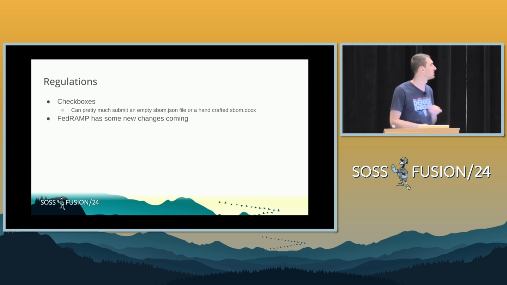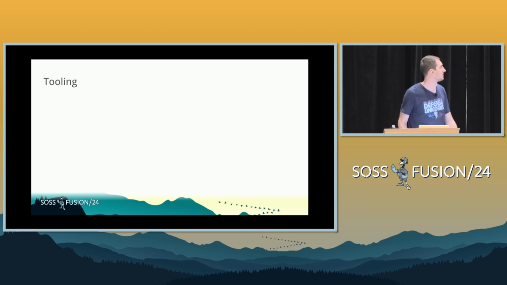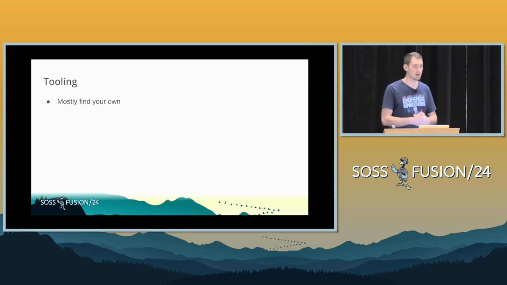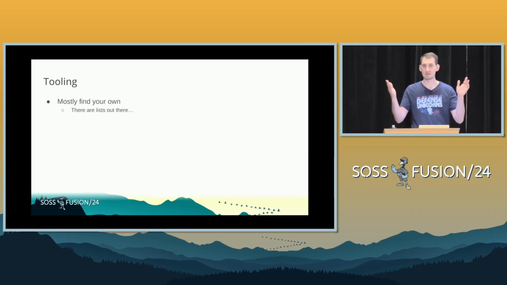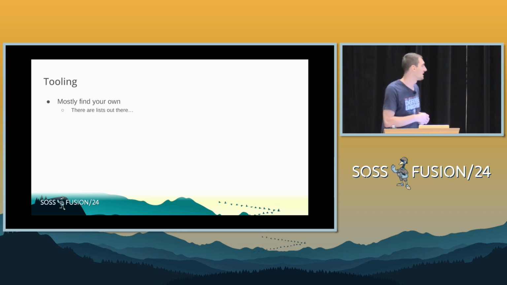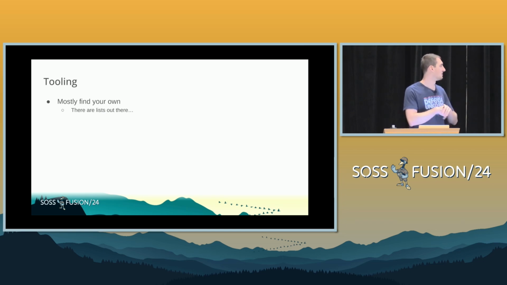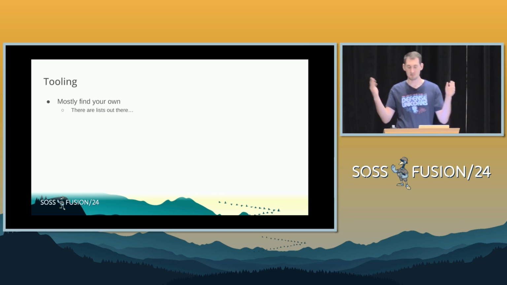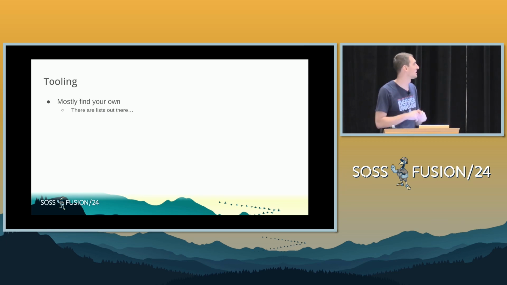Again, FedRAMP has some new changes coming. I think they're trying to address this, but we'll see. Talking about tooling, it's still mostly find your own. There are lists out there of tooling. Fun story from that SBOM-orama. Someone was talking about how they have a Microsoft Excel spreadsheet that if you email them, they'll send you a copy of it that has a list of SBOM tooling.